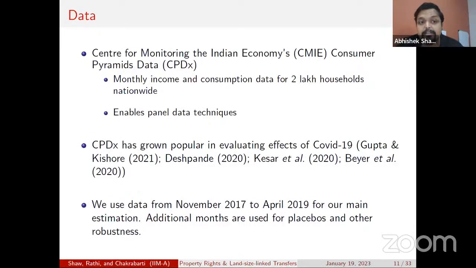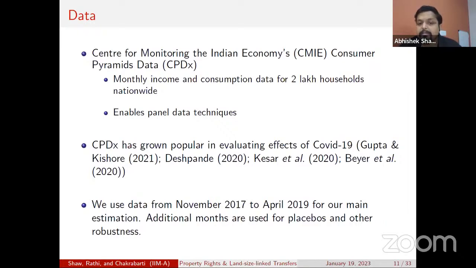So the data we're using is the CMI CPDX database. We get monthly income and consumption data for over 2 lakh households nationwide, right? And so it allows us to do panel data. We can approach it as panel data because we can track a set of households over time.